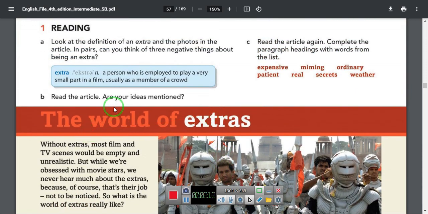И читаем текст. Read the article. Are you under ideas mentioned?